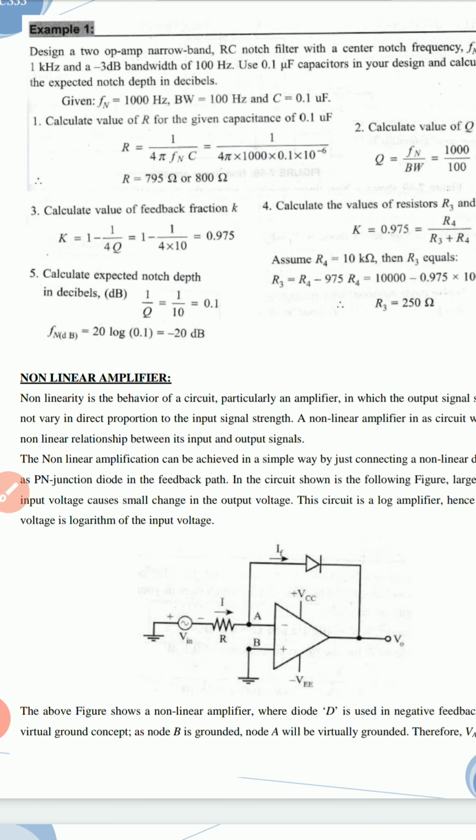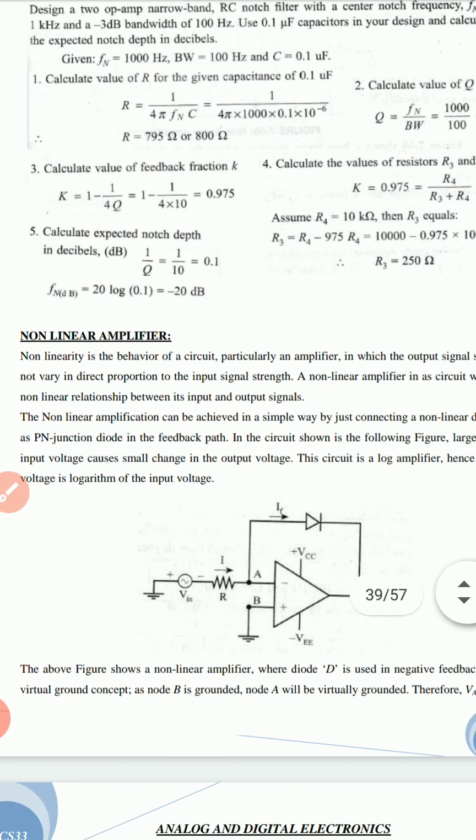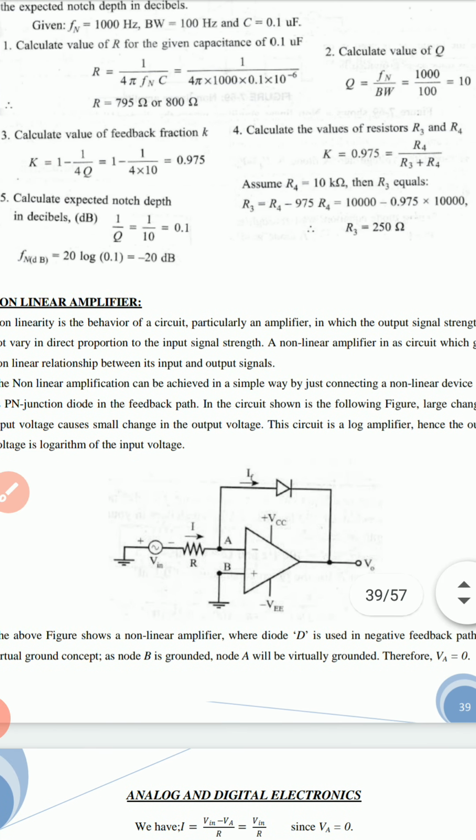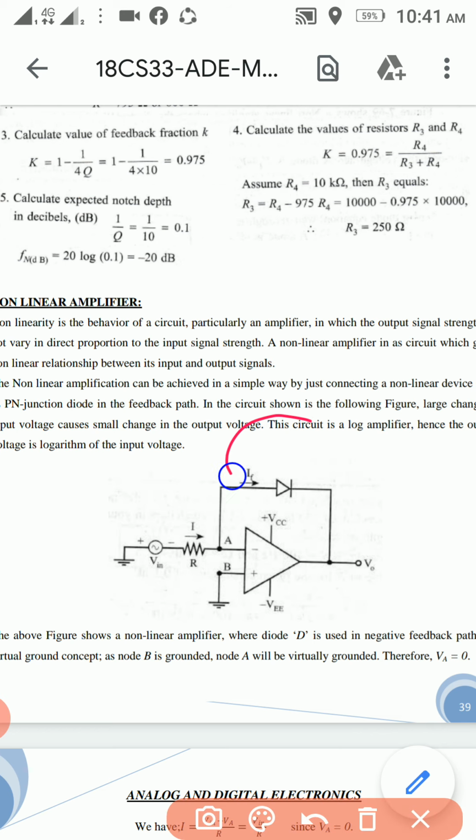So see in this particular diagram, when we need to achieve non-linearity, in this circuit diagram we have achieved that non-linearity by connecting one junction diode in the feedback path. By connecting that junction diode in the feedback path, it will generate non-linearity between output and input. Okay, is that clear?